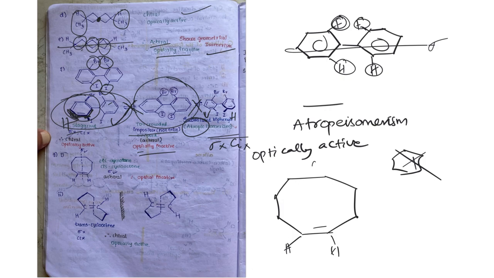Therefore, the cis isomer has a plane of symmetry present, so it is optically inactive. Achiral means optically inactive. But the trans form exists like this, and this is its mirror image. Both are not superimposable. Sigma absent and Ci absent, meaning plane of symmetry and center of symmetry absent, so optically active. This is somewhat difficult. It is generally a twisted form. This is a twisted form.